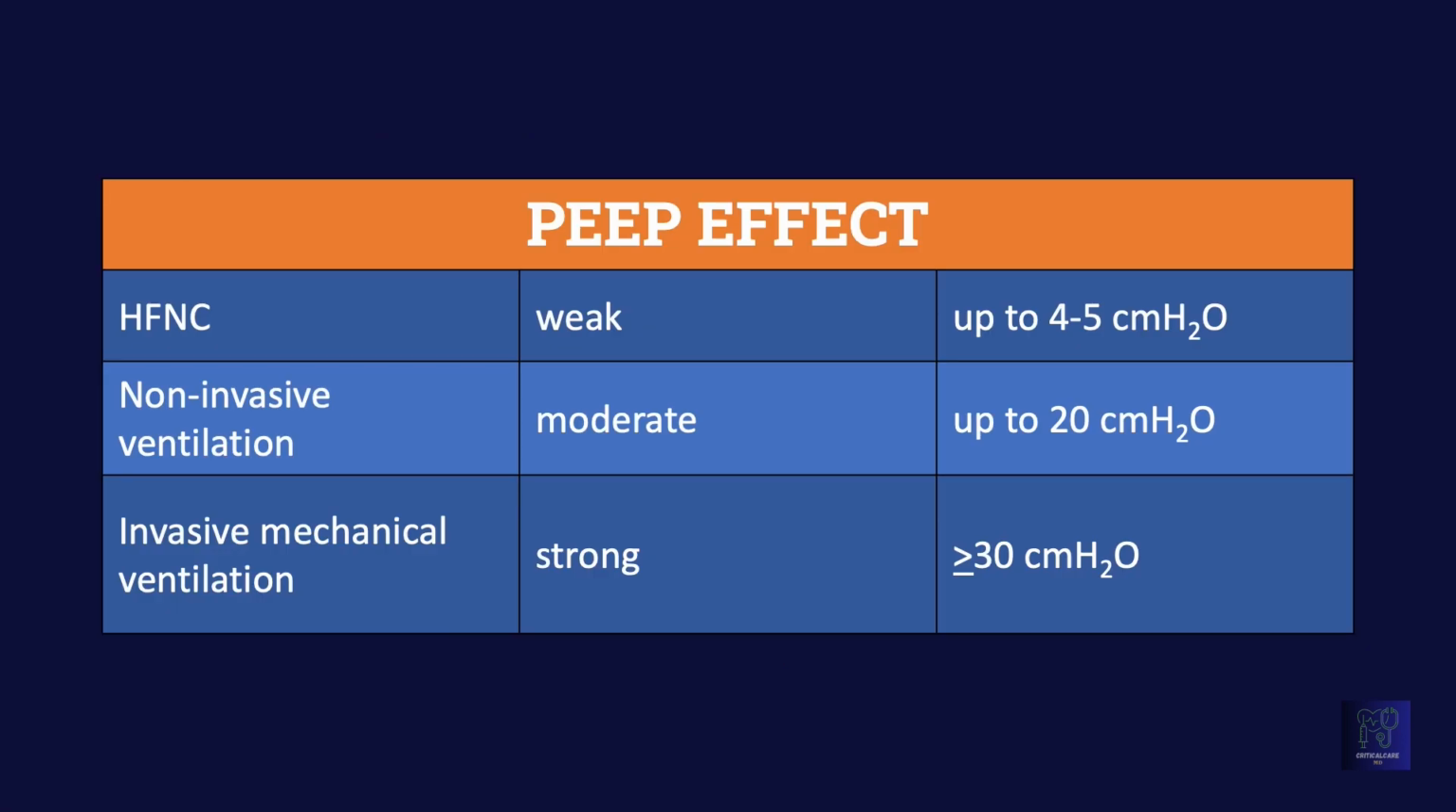A high flow nasal cannula, by virtue of its high flow, can provide a weak PEEP effect up to 4 to 5 centimeter water pressure. Non-invasive ventilation using modes like CPAP and BiPAP can provide up to 20 centimeter water pressure of PEEP. Invasive mechanical ventilation can provide a very high PEEP up to 30 centimeters, and if you really know what you're doing, you can go beyond 30 centimeter as well. But don't do that without consulting with your attending physician.